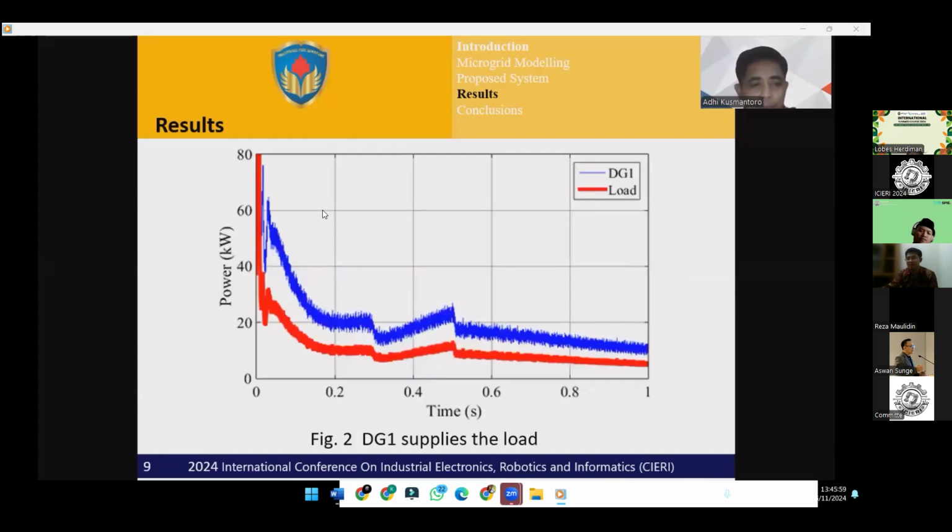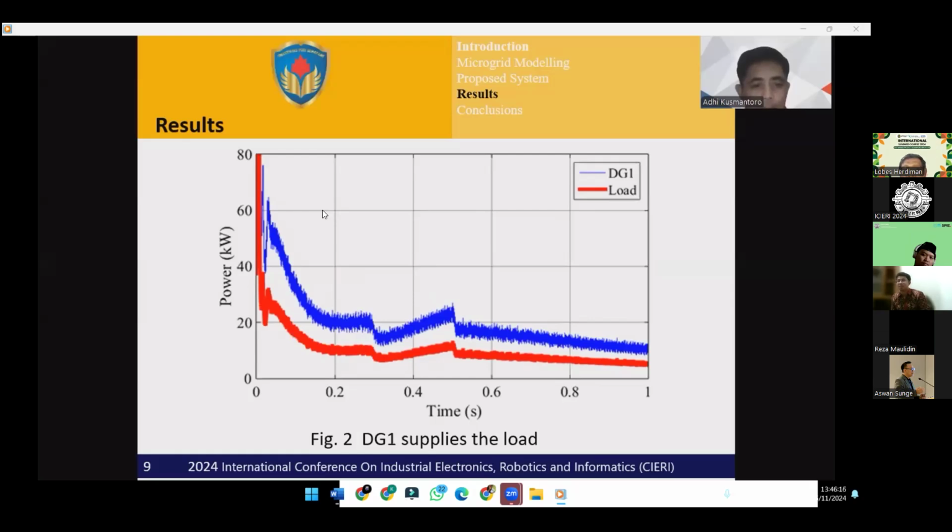Figure 2 shows when centralized control regulates the PV array 1, DG1, power flow in supplying the residential load. Within 0.3 seconds to 0.5 seconds, there is a change in load, but DG1 is able to supply the load for up to 1 second. In this first operation, DG1 is able to supply the load even though there is a decrease in power.